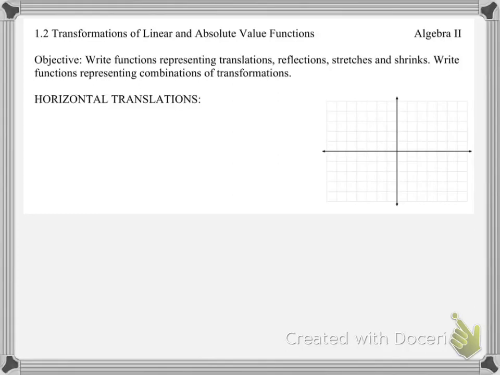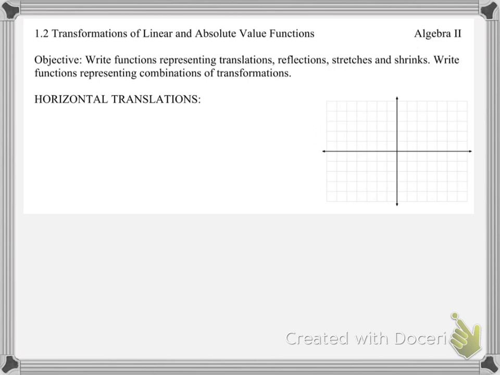All right, section 1.2, Algebra 2, transformations of linear and absolute value functions. Our objective for today is to be able to write functions representing translations, reflections, stretches, and shrinks, and write functions representing a combination of these transformations.